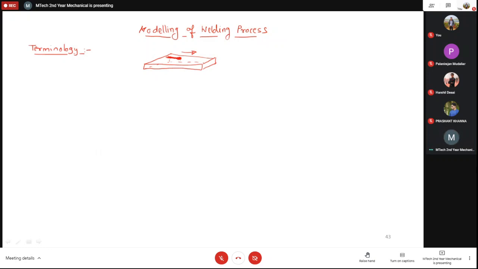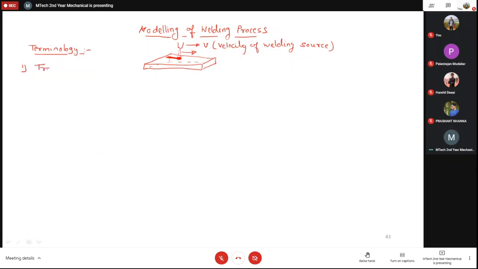So this is the welding source here. Here we have the torch. Let's say some torch or electrode is here. This is the arc, and we are moving the electrode in this direction with a velocity, let's say v. So this is the velocity of the welding source. We'll call this direction of the velocity of the welding source the transverse rate.